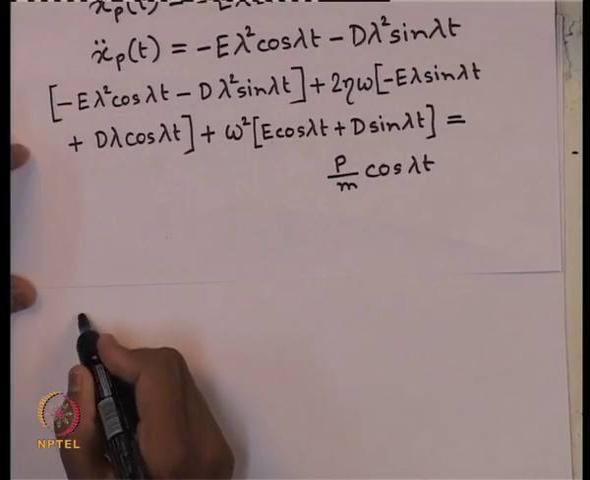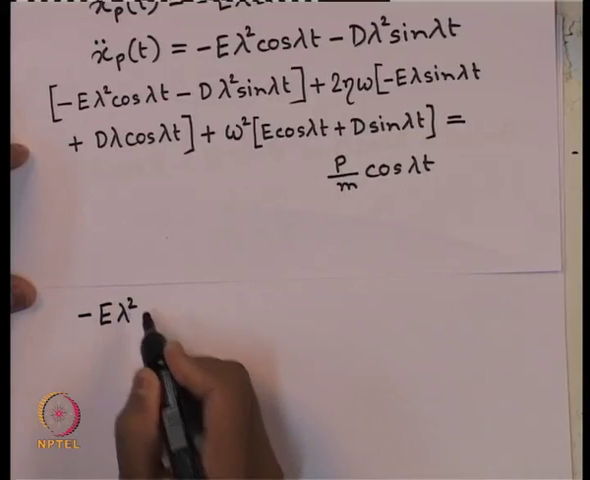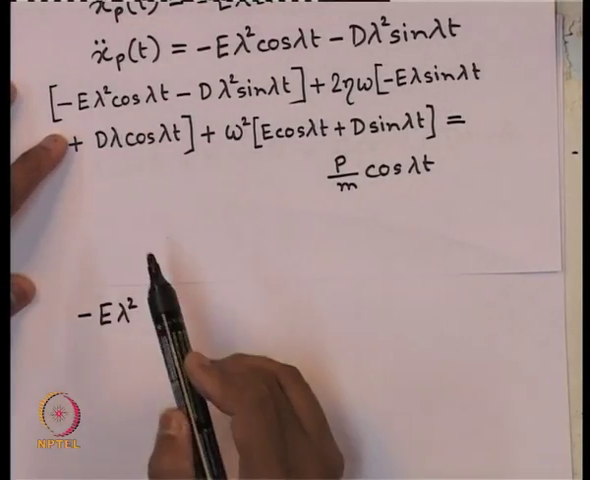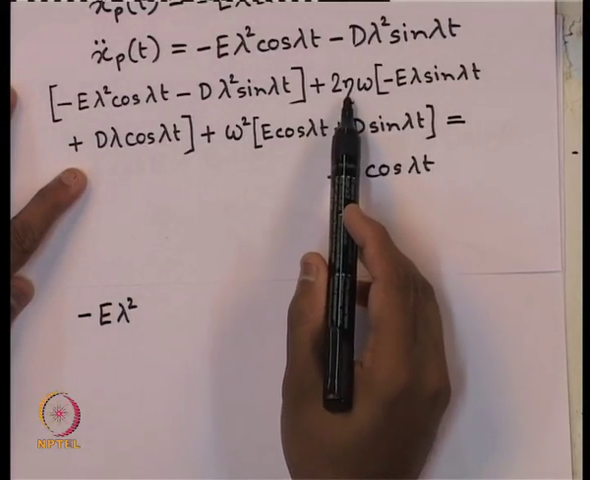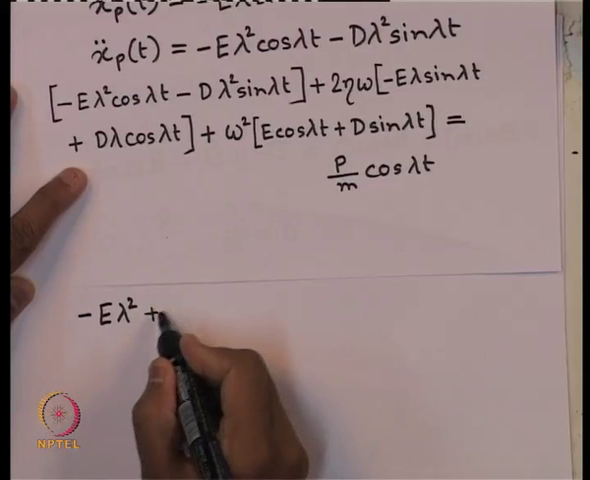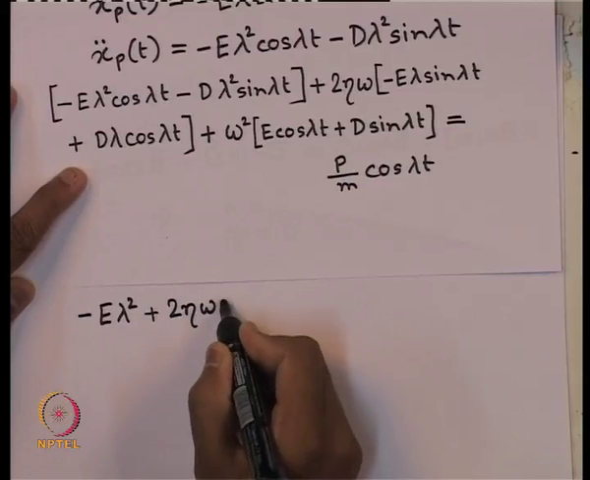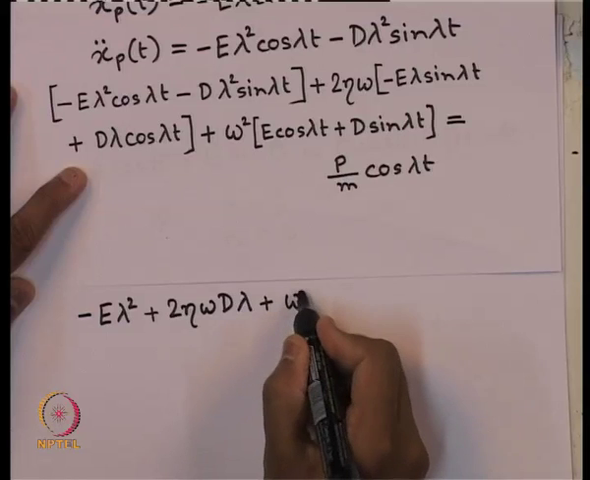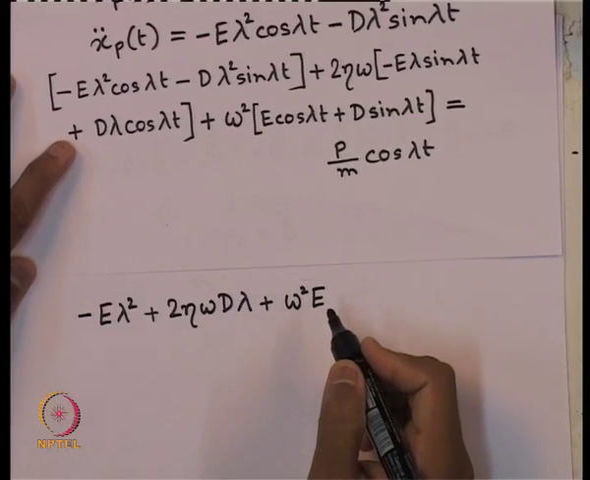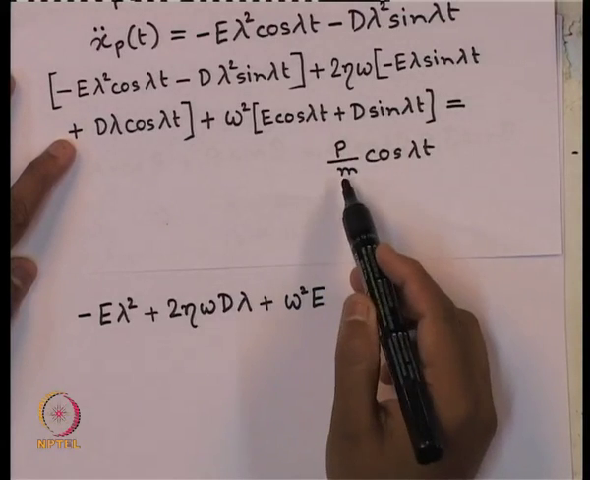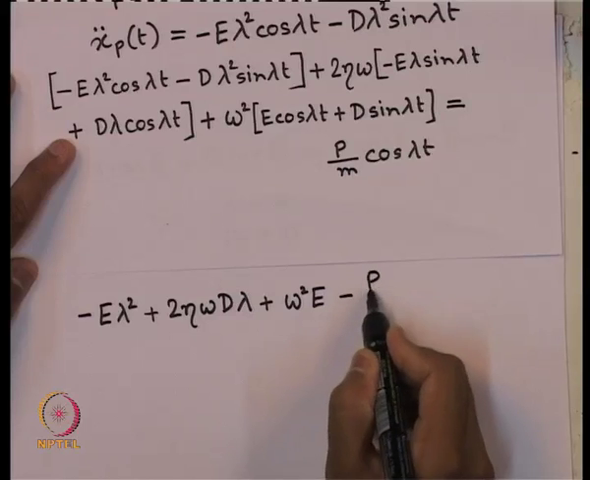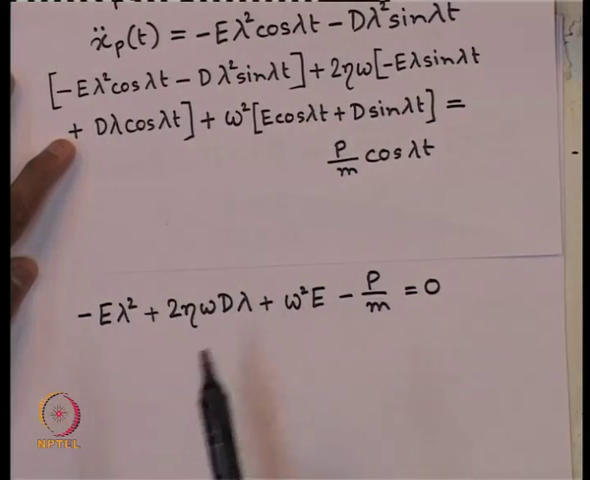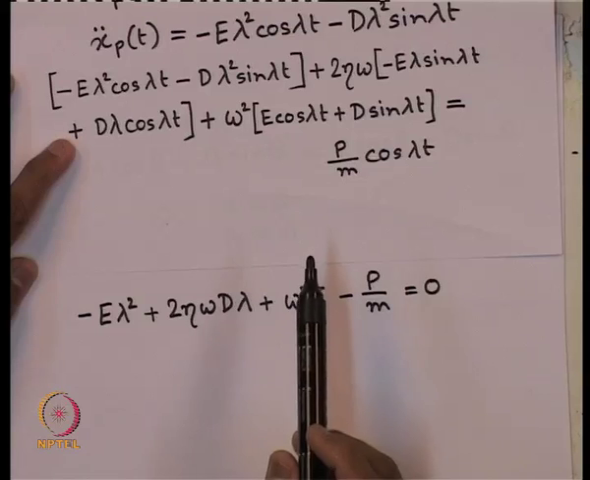So, it will give us minus e lambda square. I am taking out the cosine terms first. So, minus e lambda square, then here we are getting 2 eta omega d lambda. So, plus 2 eta omega d lambda, and this is another cosine term, plus omega square e, and the right hand side term is p by m. So, minus p by m equals to 0. So, this we got by equating the terms involved with cosine function.